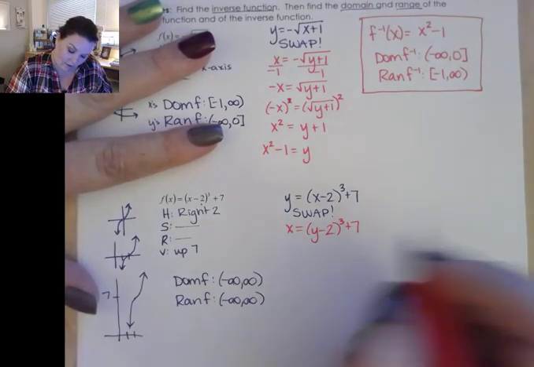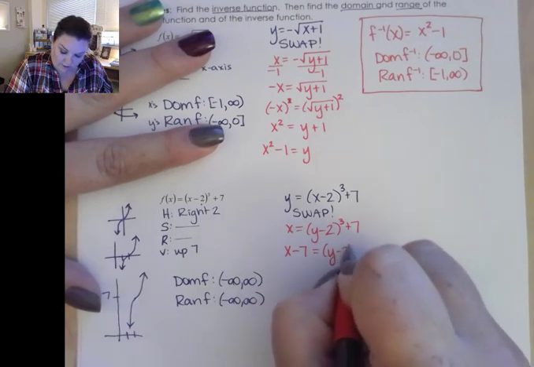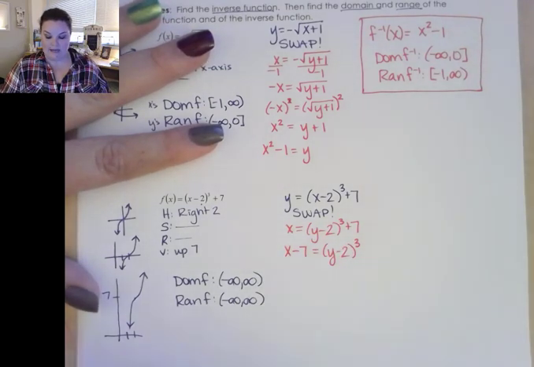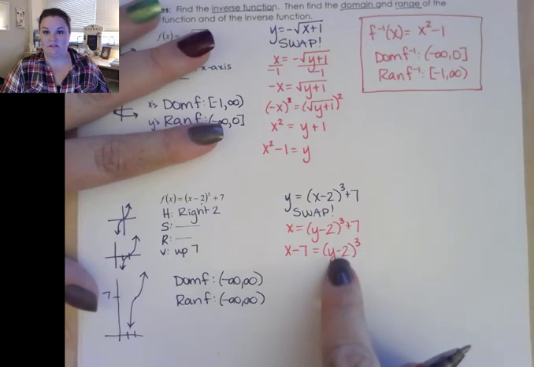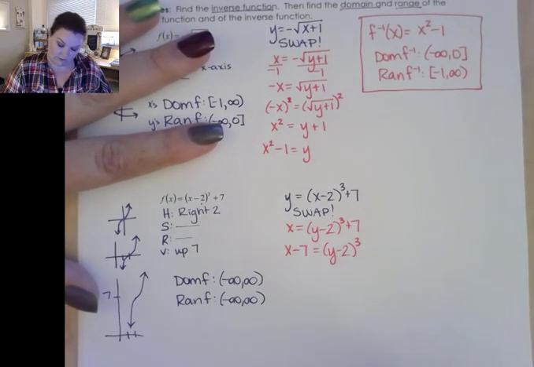So I'm going to move my 7 over. So I have x minus 7 is equal to the quantity y minus 2 cubed. And now I need to get rid of this cube that's on this quantity. So to undo a cube, I'm going to take the cube root.